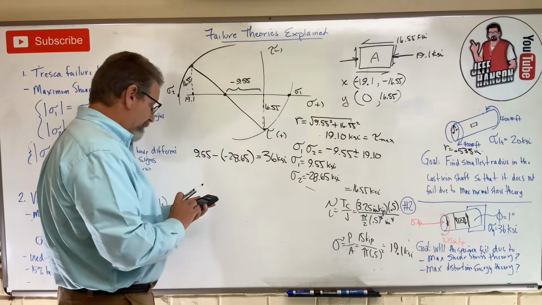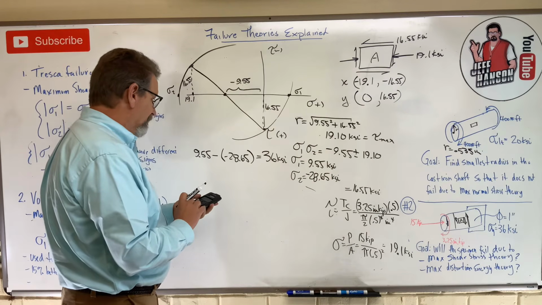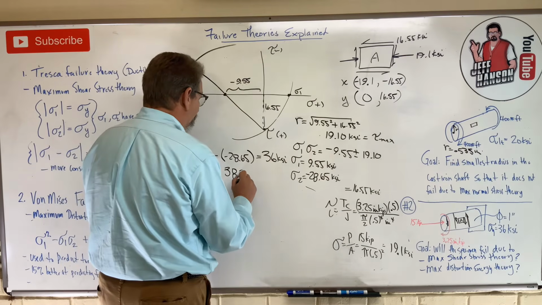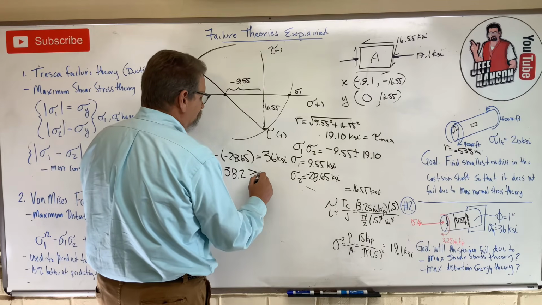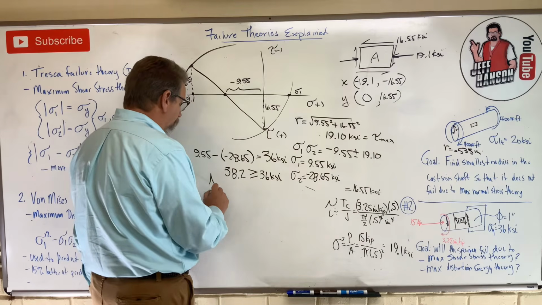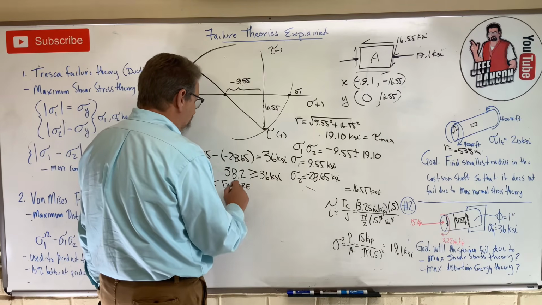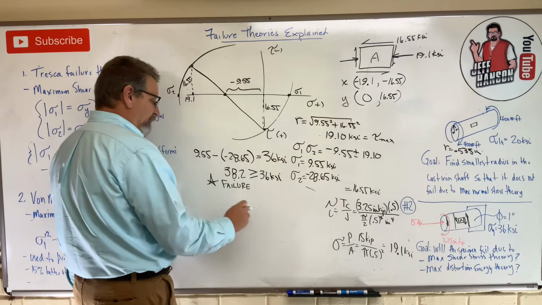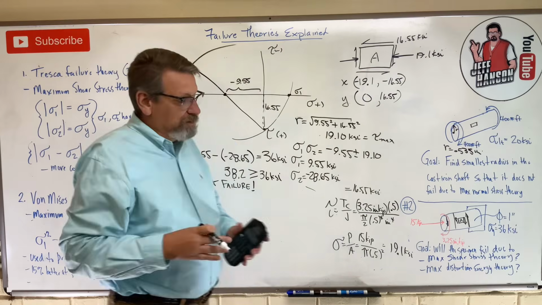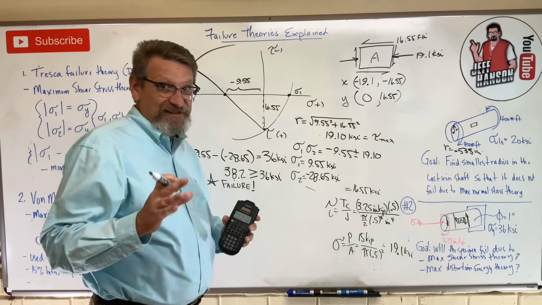Okay, so here we go. Now, minus of minus, that's going to be plus. So 9.55 plus 28.65 is 38.2. Which is, guess what? Greater than 36 KSI. So what do we got here? This failure theory is predicting that that thing is going to fail, right? It's going to fail. Now, it's pretty close, right? It's pretty close. On these ones that are pretty close, you might want to check it one more time with the other theory and see what it says, okay?